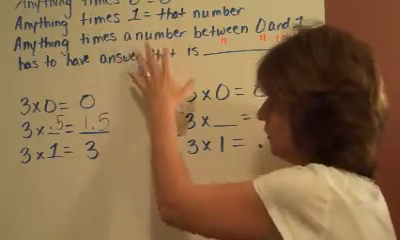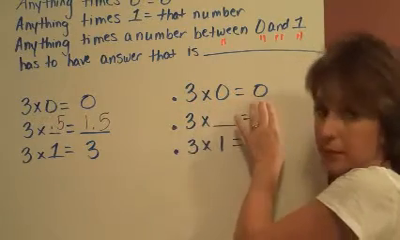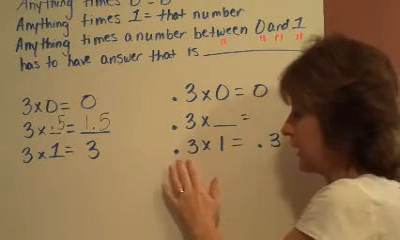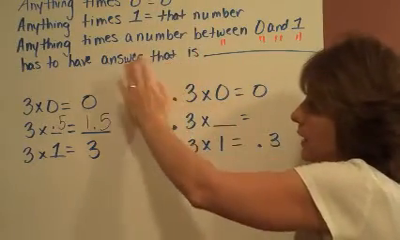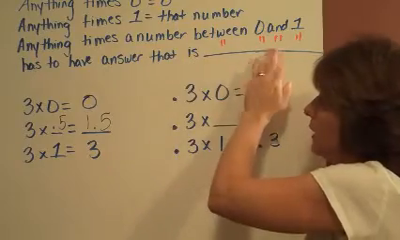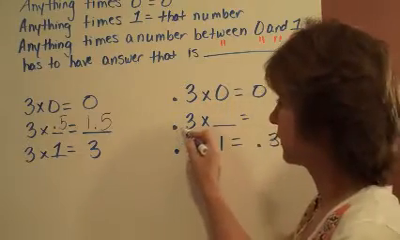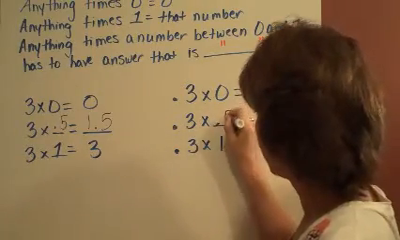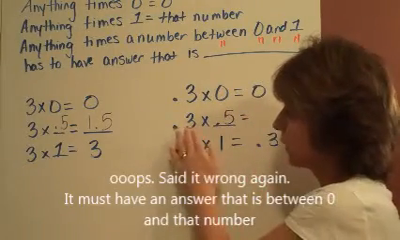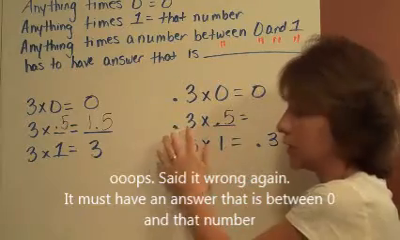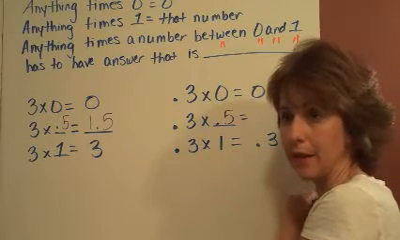So let's use this same rule and figure out what it does over here. 3/10 times 0 is still 0, and 3/10 times 1 is 3/10. So both of these rules work. Anything times a number between 0 and 1 has to have an answer that is between 0 and 1. So this says 3/10 times 5/10, which doesn't necessarily mean 3 groups of 5/10 anymore. It's 3/10 of a group of 5/10.